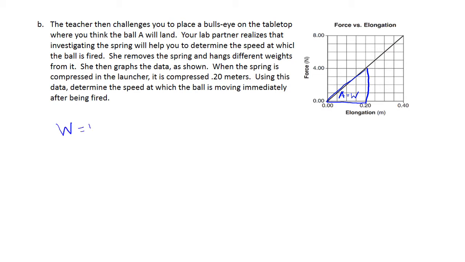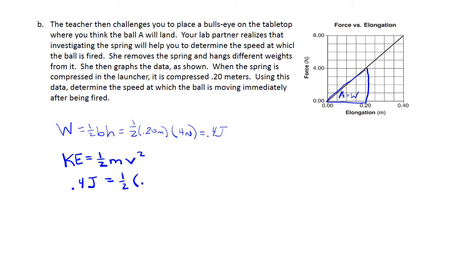So the work equals 1/2 the base times the height, which is 1/2 times 0.20 meters times 4 newtons, and I get 0.4 joules. Next, I'll use this as the kinetic energy to figure out the speed at which it's launched. So 0.4 joules equals 1/2 times the mass of this guy, which was 0.02 kilograms, times v squared. V squared turns out to equal 40. So V is 6.3 meters per second.